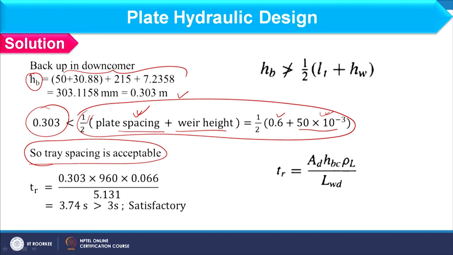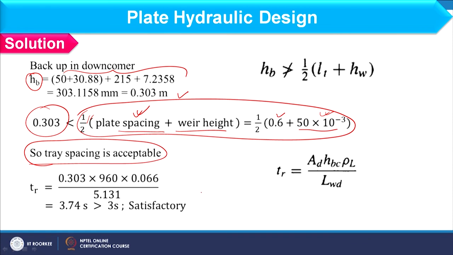Otherwise, we need to change the tray spacing and then you have to start the calculation again from the column diameter because the K1 factor will be changed, which we have considered in flooding velocity. So accordingly, whatever changes will be there, you have to consider from the beginning.